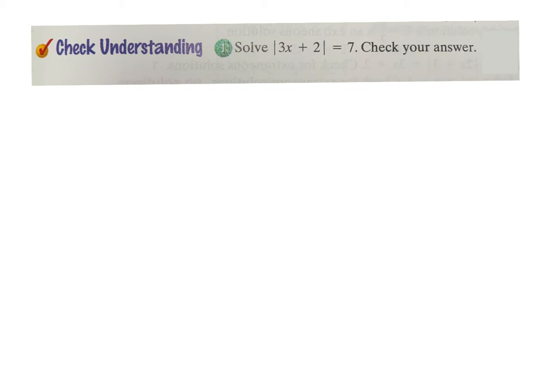All right, let's look at this one together. We have the absolute value of 3x plus 2 equals 7. So we're going to take what is inside, and we are going to set that equal to 7. And we're going to take what is inside, and we're going to set that equal to negative 7. And then we are going to solve these individually.